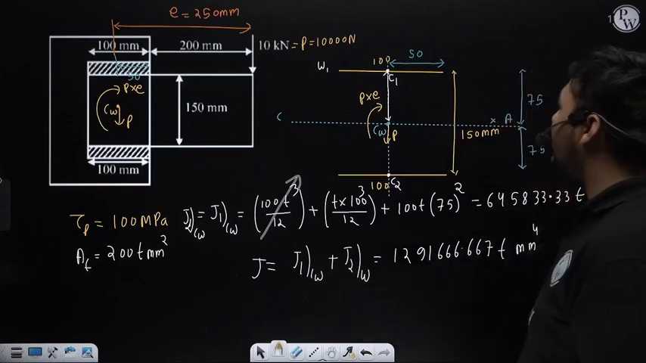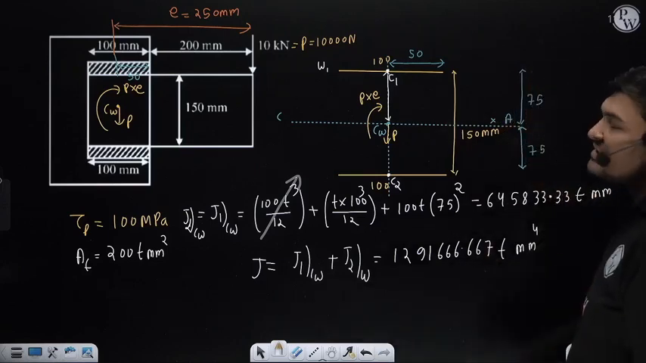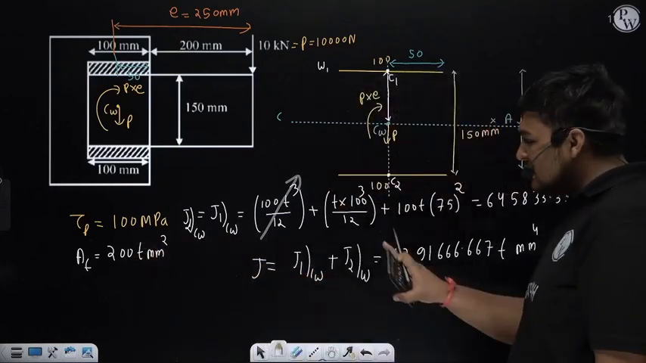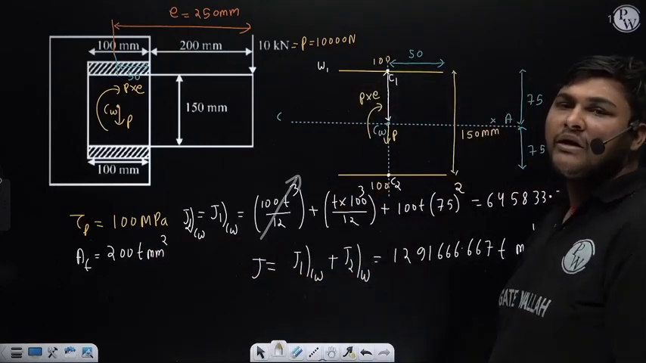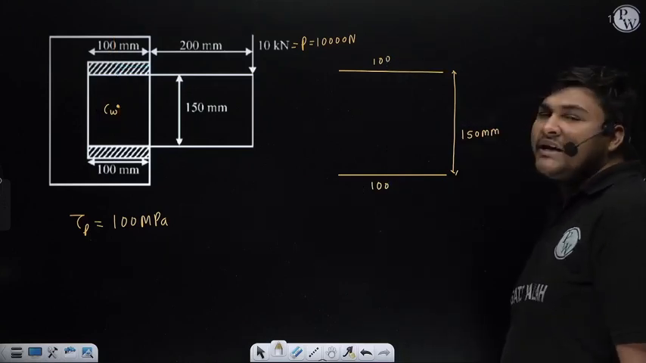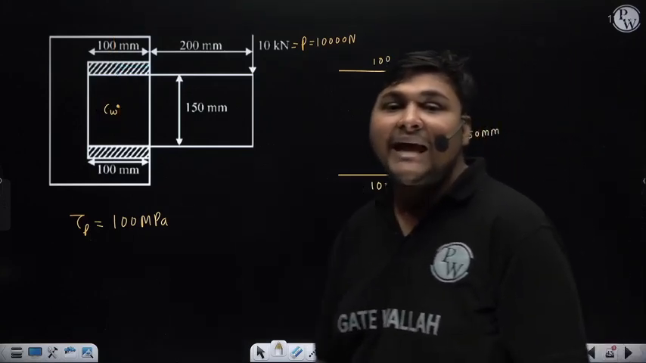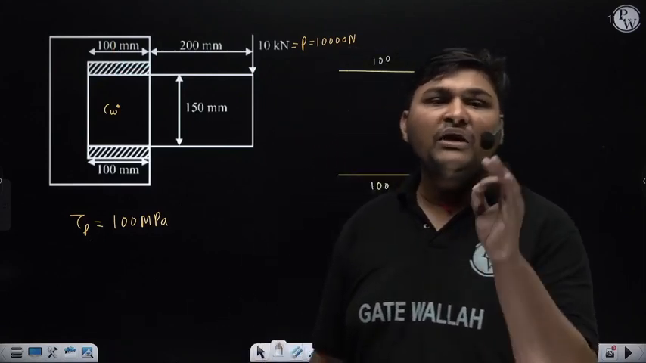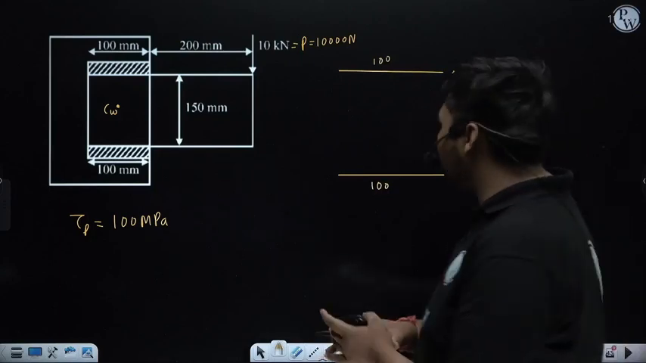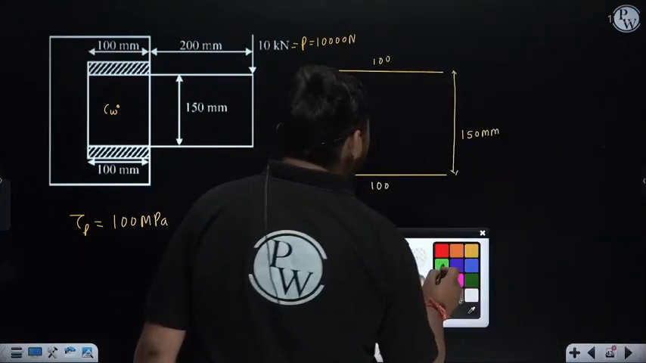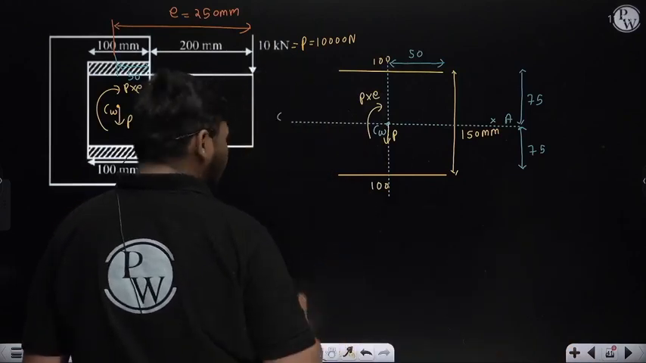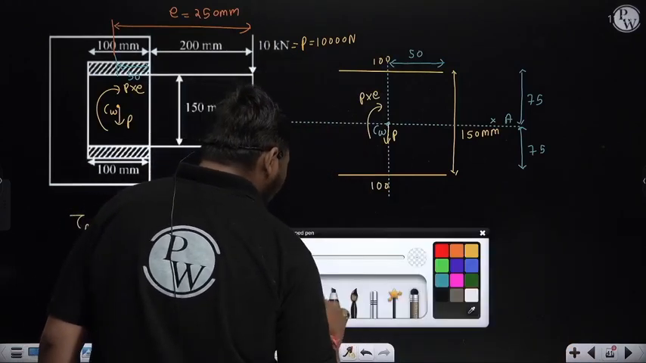So now we can calculate stresses in this case. For primary shear stress, we need to know the area of throat, which we have calculated. We can calculate secondary shear stress because we have calculated the polar moment of inertia. But here we will calculate primary shear stress, secondary shear stress, then the resultant shear stress at the critical point. So first we need to locate the critical point. Now how will we find the critical point? It is related to the location of the combined centroid.